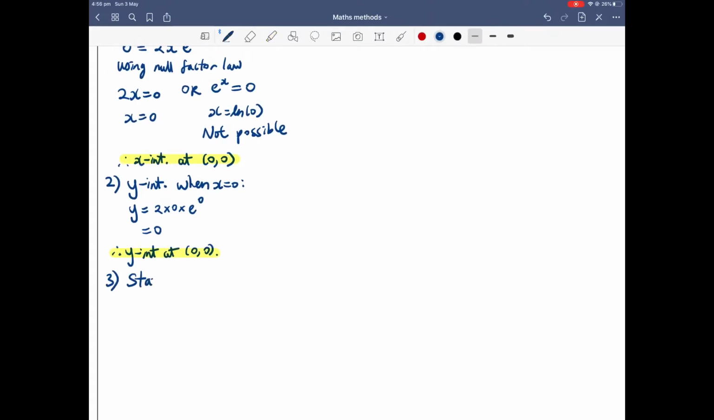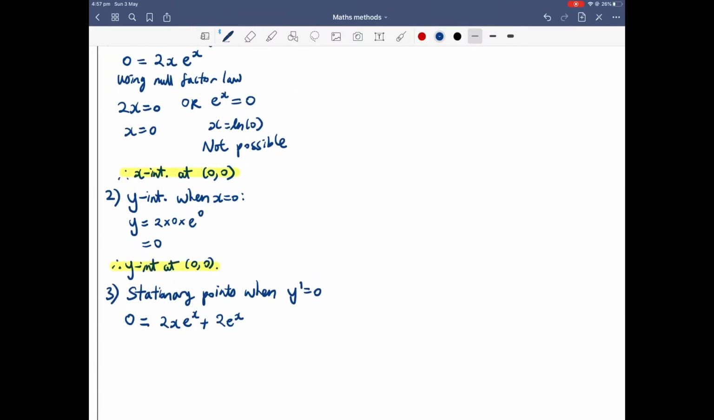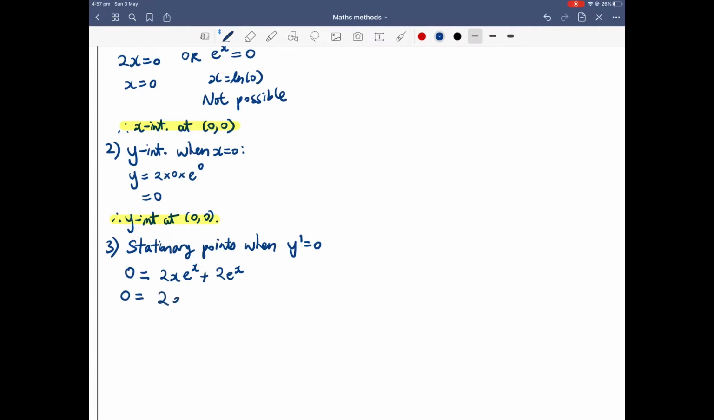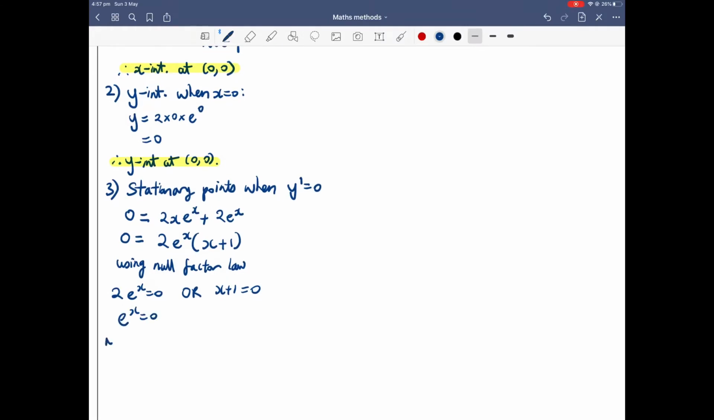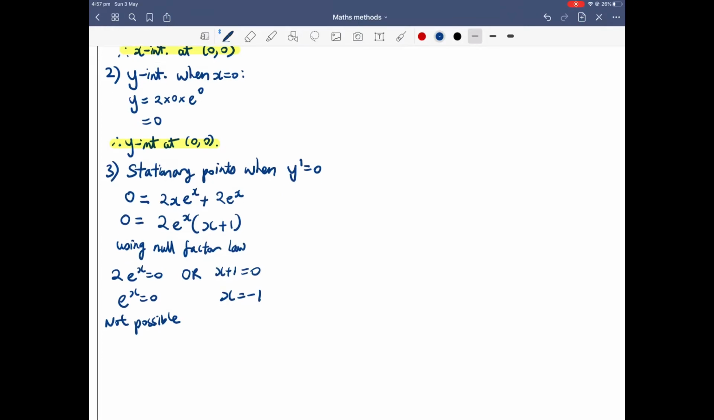Step 3, work out your stationary points. Stationary points happen when your first derivative equals 0. So 0 equals 2x e to the x plus 2e to the x. Let's factorize it now so we can apply null factor law. 2e to the x is in common. I can pull it out, and what's remaining is x plus 1. So again, using null factor law, 2e to the x equals 0 or x plus 1 equals 0. So e to the x equals 0, which is not possible. So in other words, x equals -1.